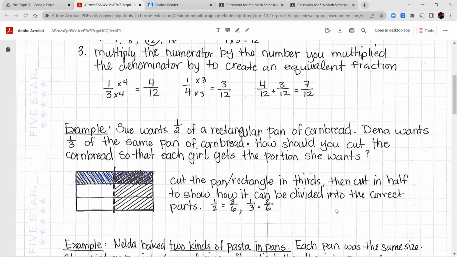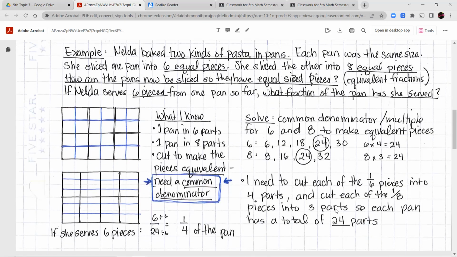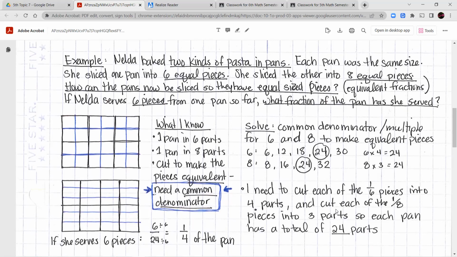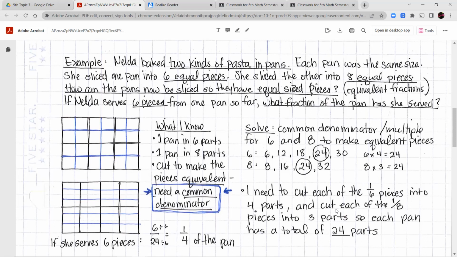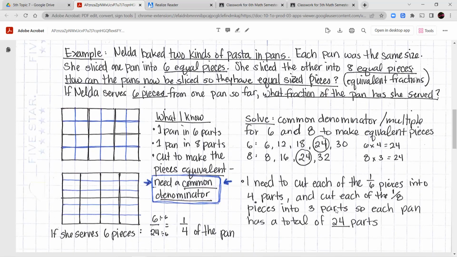3/6 of the pan will go to Sue, and then 2/6 of the pan will go to Dina. Now our next example, this one can be a little bit tricky. So I wanted to go through it and explain it to you guys carefully. And this is one of the questions in your book. So before you guys ask, this is definitely one of the questions that are going to come out of the homework, but I wanted to go through it carefully with you so that you understand what's being done.